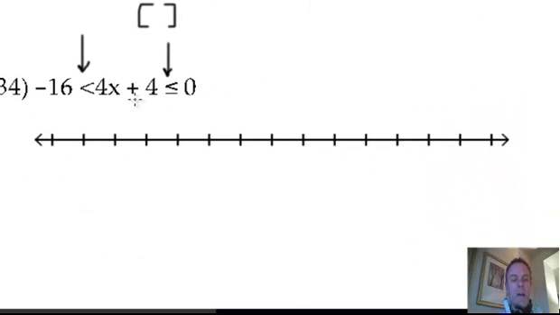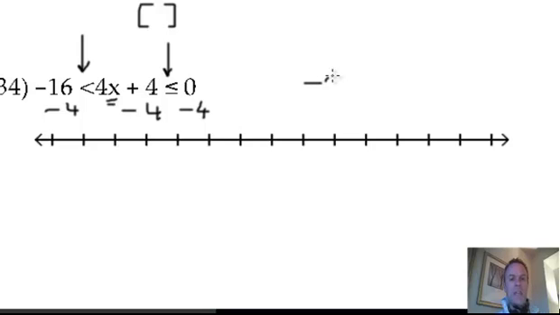Look at this. If I want to isolate this x, right now it's telling me that 4x plus 4 lies in between negative 16 and 0. So I know the answer is going to be somewhere in between two numbers. Right now the whole of the 4x plus 4 lies in between negative 16 and 0. But I just want x by itself. So I'm going to take away 4. But you take away 4 from everywhere. Look, a lot more places to take away 4 from. It's not just either side of an equal sign.